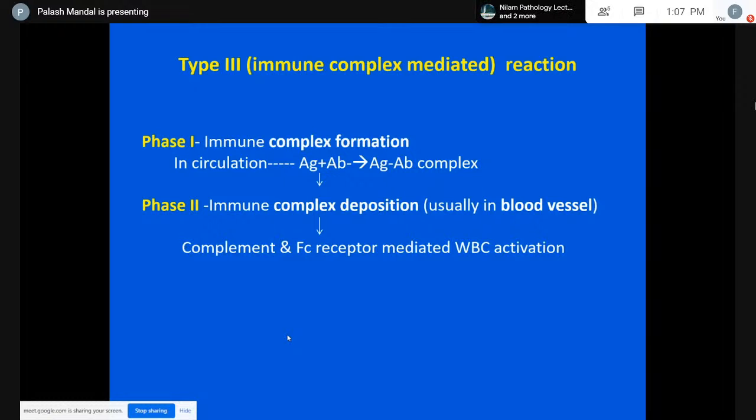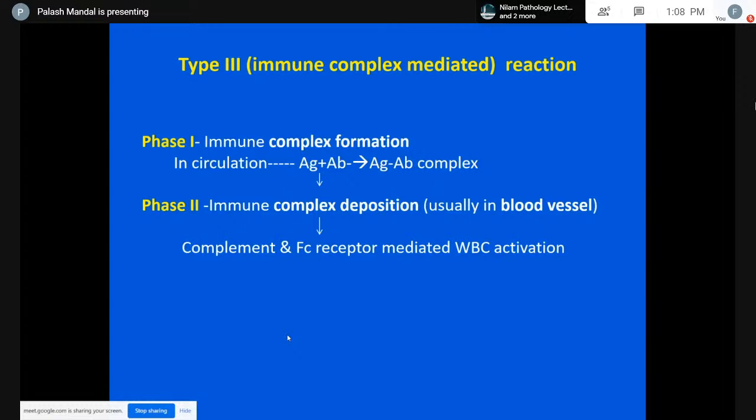When it lands at a particular area and settles down, it does not sit quietly. Had it sat quietly, still some problem would have been there, but not a major problem. But what it does, it starts its secondary activities. It starts a series of reactions leading to complement activation, and ultimately, through Fc receptors, the WBCs are activated, the neutrophils are activated.